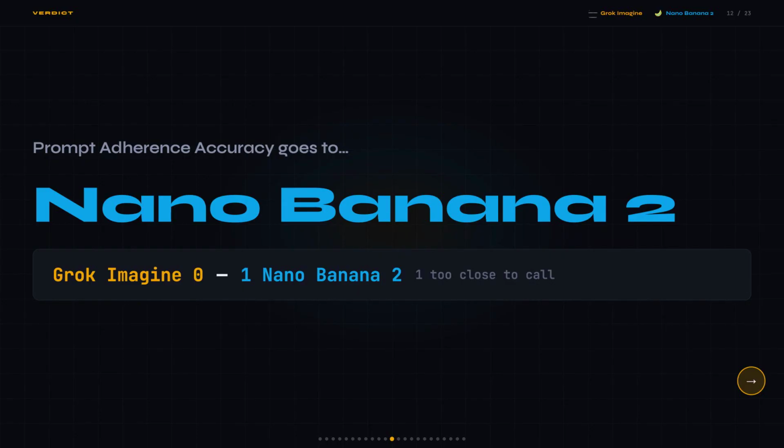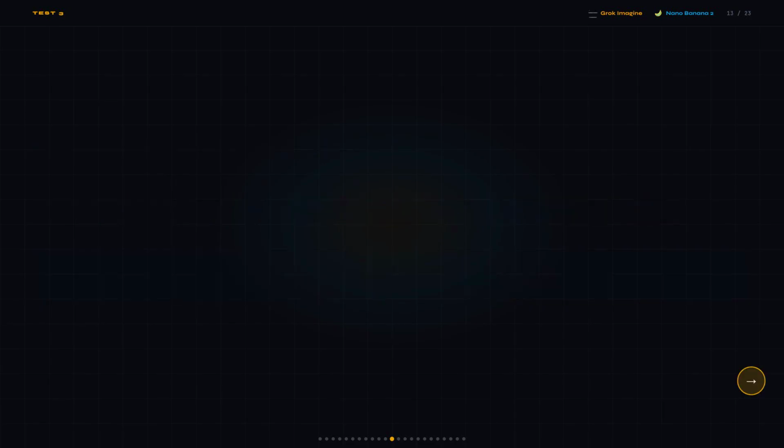The character identity lock for 5 people and 14 reference image inputs are just more specific than anything Grok Imagine publishes. And specificity usually means the team actually tested it. Score sits at Grok Imagine 0, Nano Banana 2 1, 1 tied.